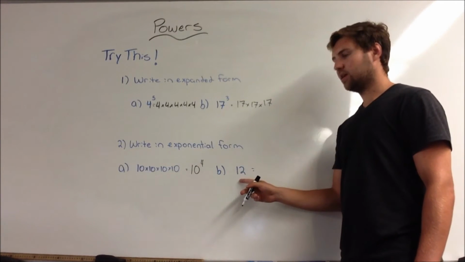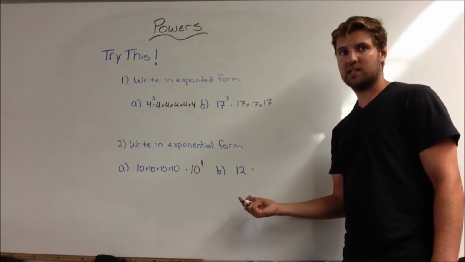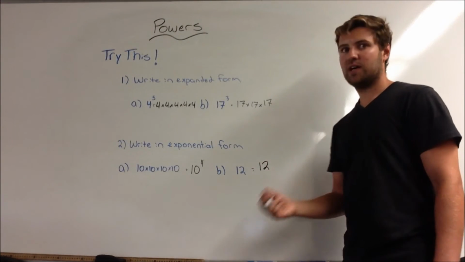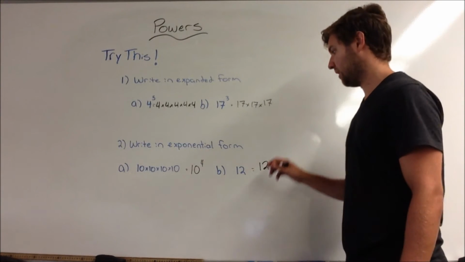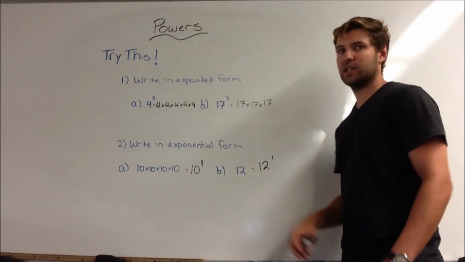Now this one is just the number 12. Well, we can still write it in exponential form. The number we're multiplying is 12. How many of them are we multiplying? Well, there's just 1. So it would just be a 1 as our exponent, or 12 to the exponent 1.